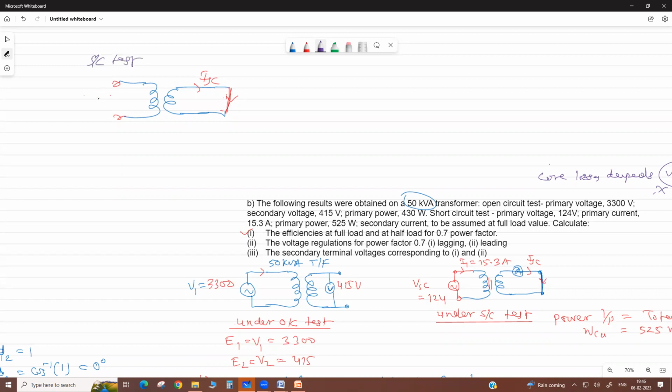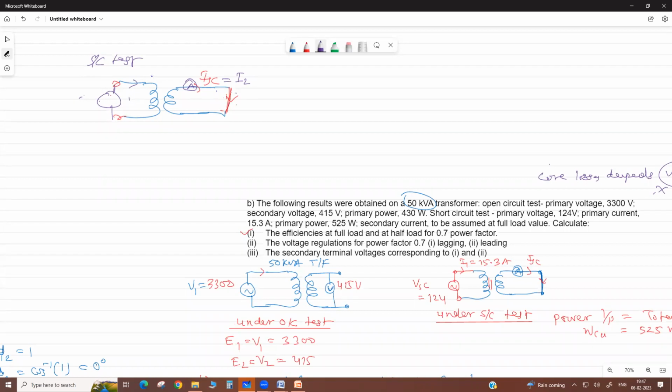So we apply the reduced voltage, and we vary it, actually by an auto transformer, until the short circuit current, the secondary current, equals the full load current. Then we stop raising the voltage. Then we note down the readings. What is the input power? What is the secondary current? Voltage is 0 at the short circuit.